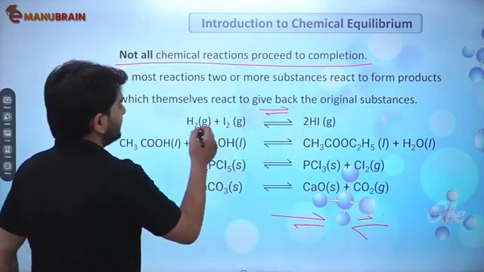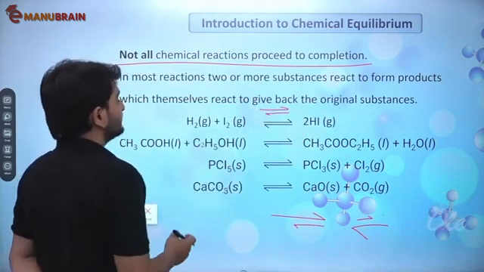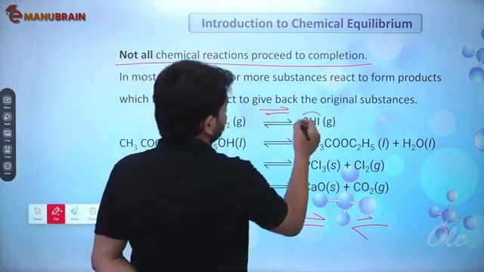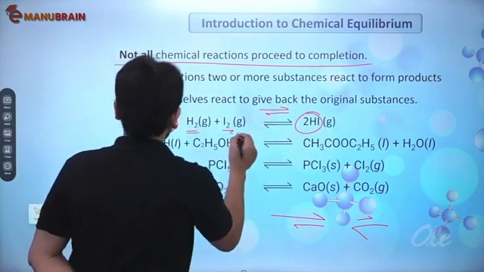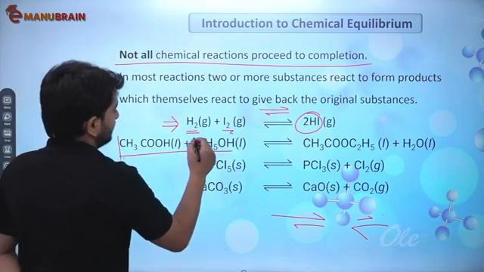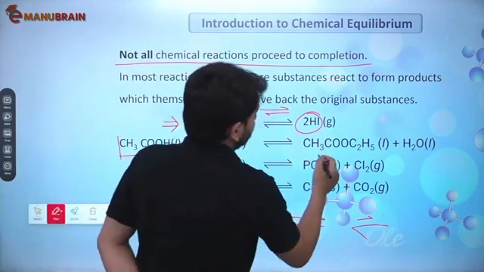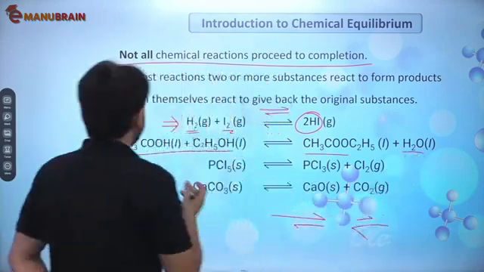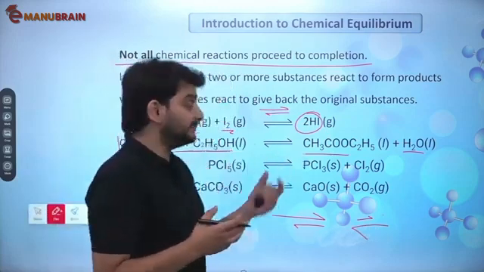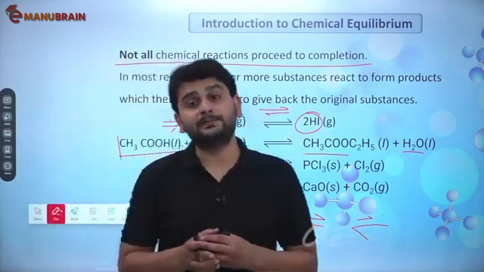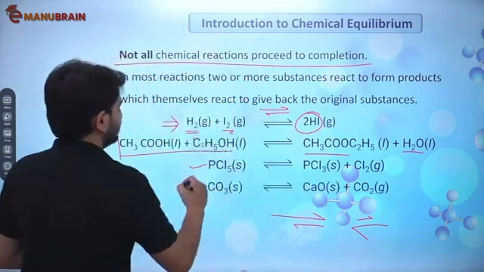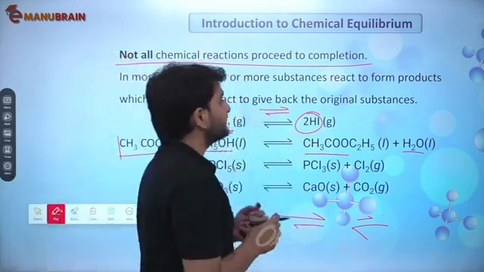So if you take, for example, H2 plus I2 combining to give 2HI gas, this reaction won't complete. What will happen is this 2HI will start dissociating and forming the original reactants. Similarly over here, this is an organic reaction. This is acetic acid. This is an alcohol. So if it gives this and this, again this reaction won't reach completion. In fact, it will reach an equilibrium at some point. This is a reversible reaction. So are these. I hope you understand.